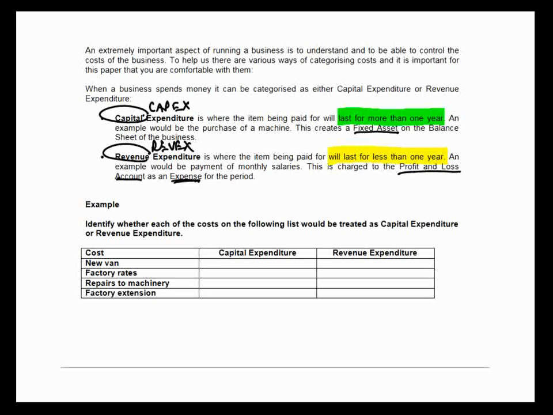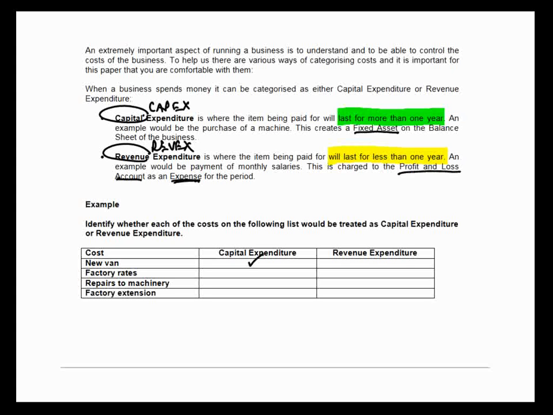So we've got purchase of a new van. Well, would buying a new van last for more than 1 year or less than 1 year? Well, I suspect a van would last for several years, so I think we'd probably count that as capital expenditure. A van could last for several years, so we would treat that as a fixed asset on our balance sheet.